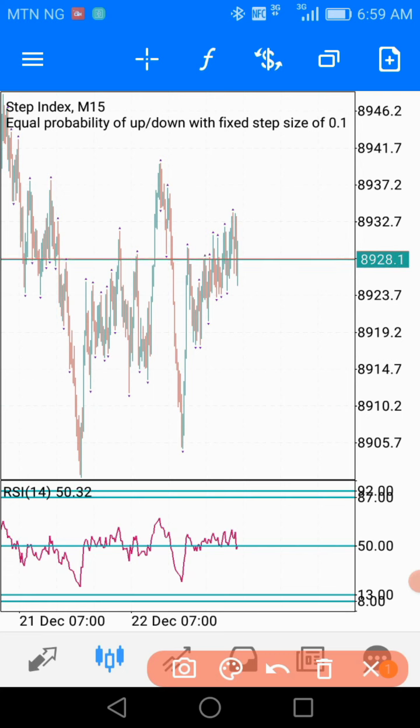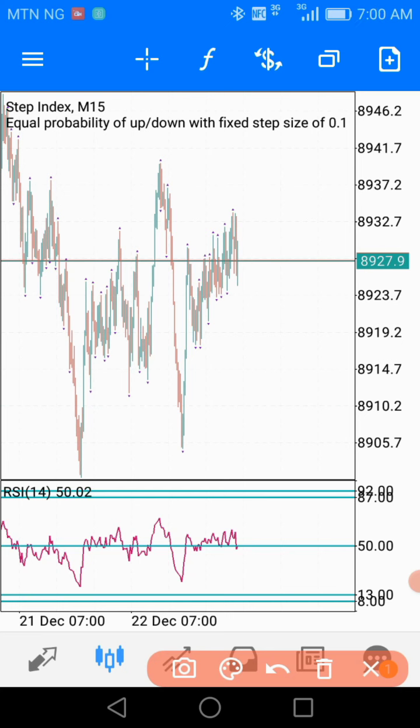Now, I'm not going to be talking much about hidden divergence. We're going to be talking about regular divergence. Okay, and we have 2 types of regular divergence. We have bearish regular divergence and bullish regular divergence. Now, regular divergence is characterized by higher high prices and lower low indicator in an uptrend, and of course lower low prices and higher high indicator in a downtrend. That is for regular divergence.